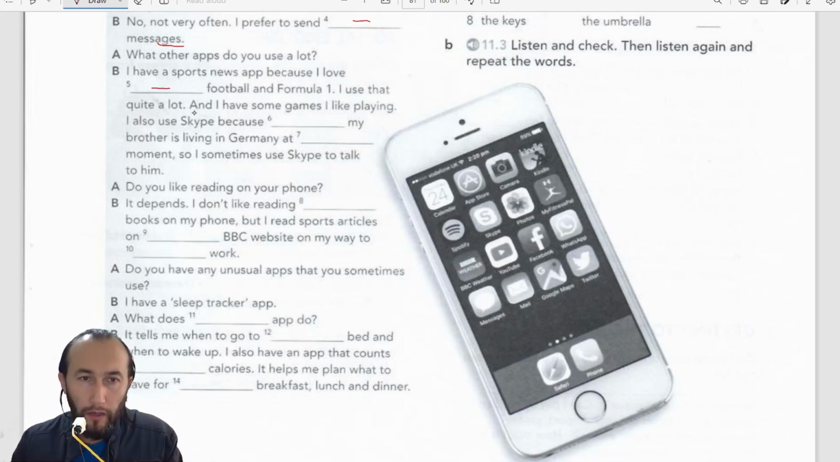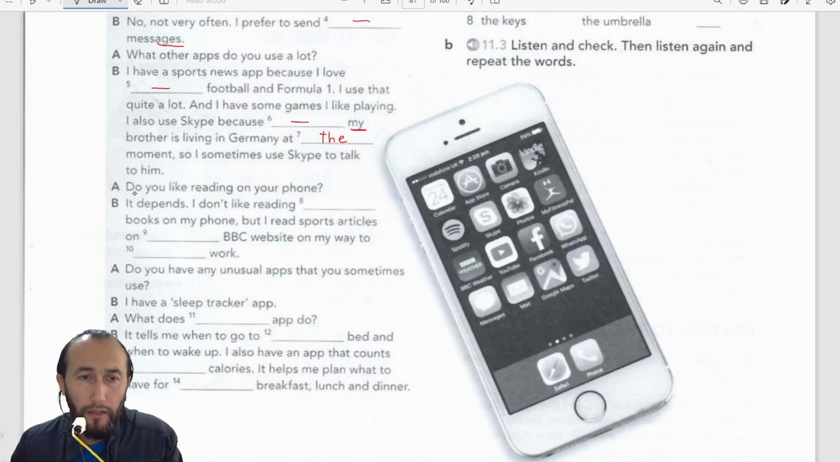I use that quite a lot and I have some games I like playing. I also use Skype because my brother, we've got a possessive adjective. When there's a possessive adjective, we're not going to use the article, guys, yeah? There's going to be no article because my brother is living in Germany at the moment. At the moment. That's a phrase that we have to memorize. At the moment. It's a very common phrase. So I sometimes use Skype to talk to him.